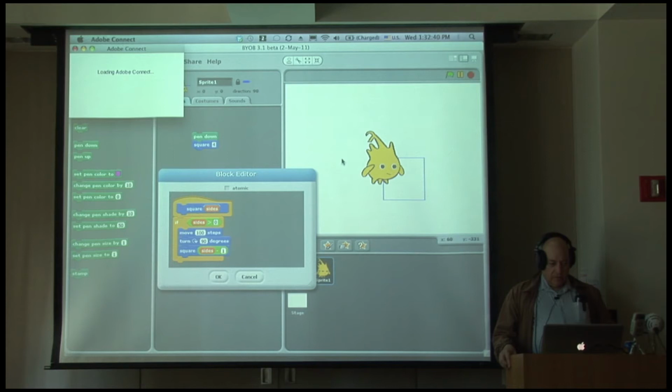It just depends on what you want to make. So your point is well taken. So you got a square. Try it. Okay. Scratch.